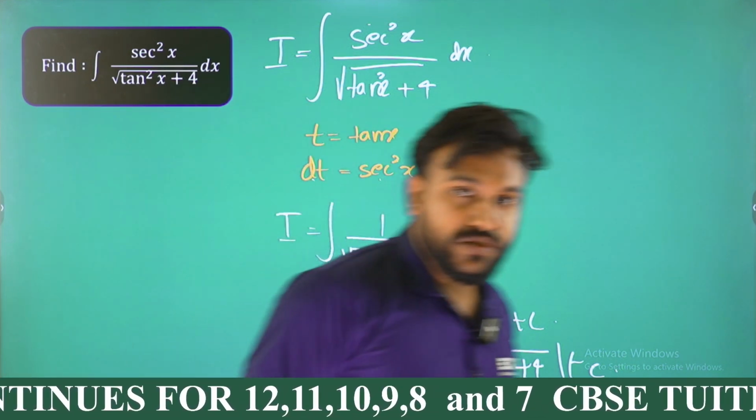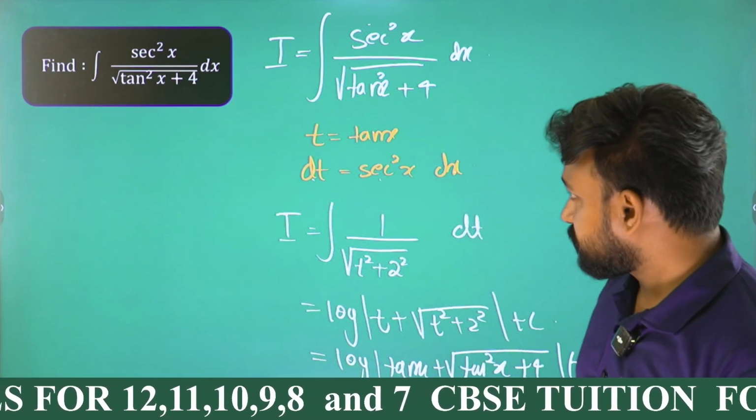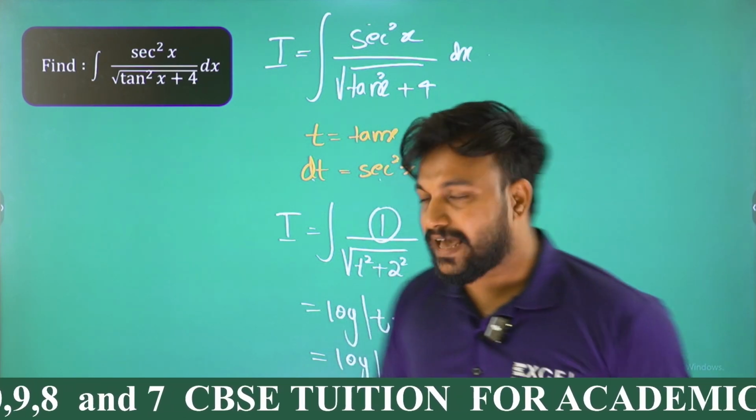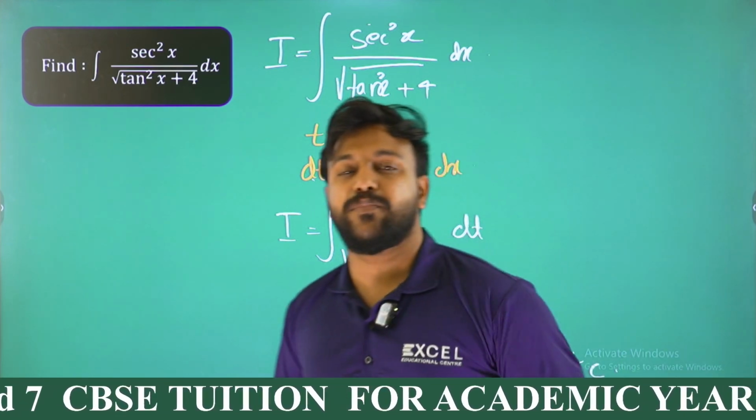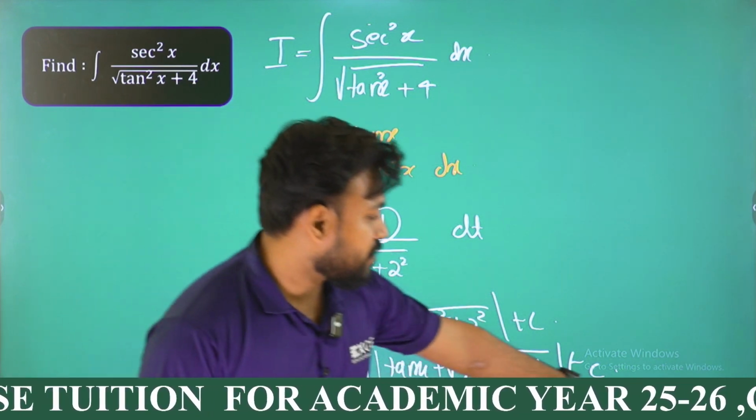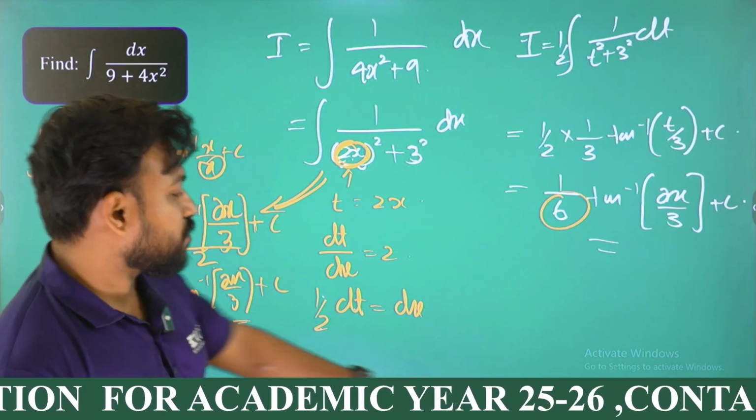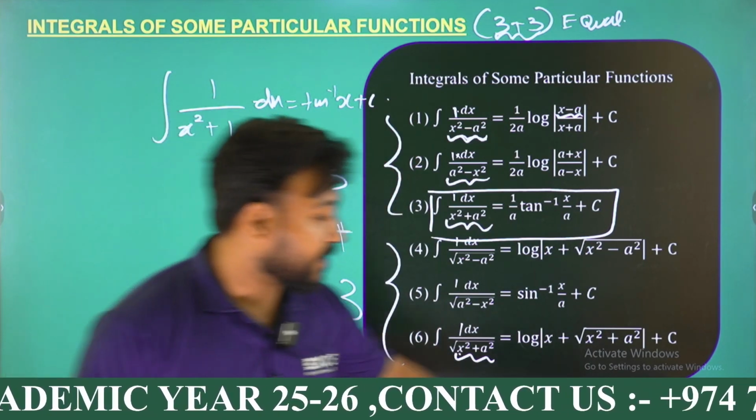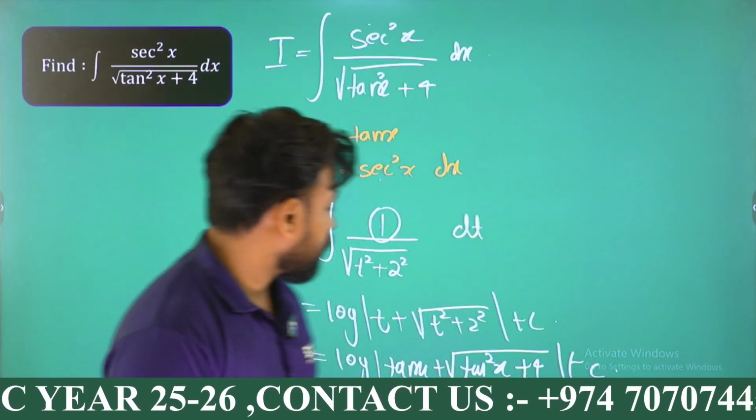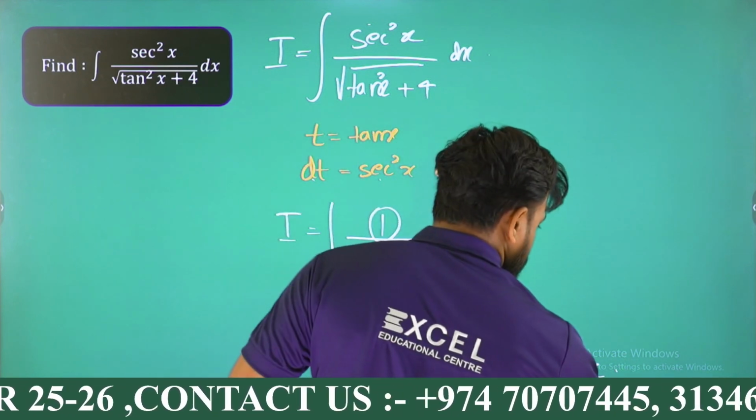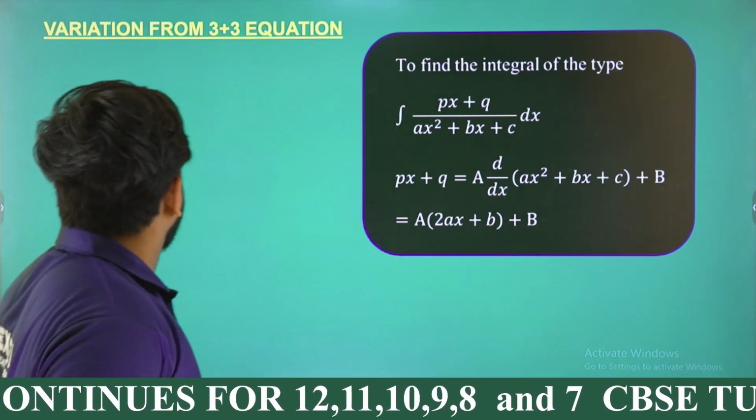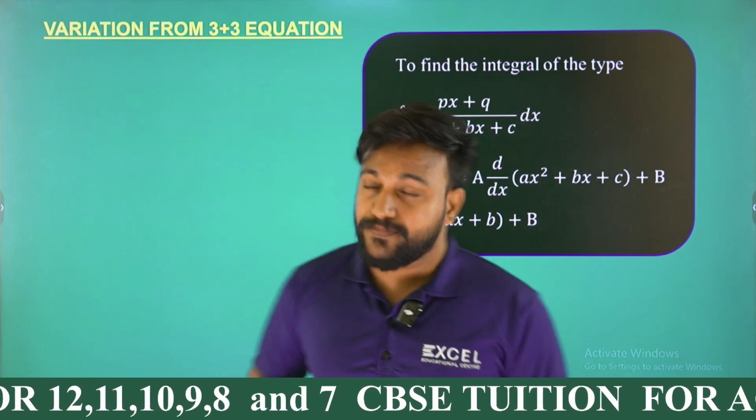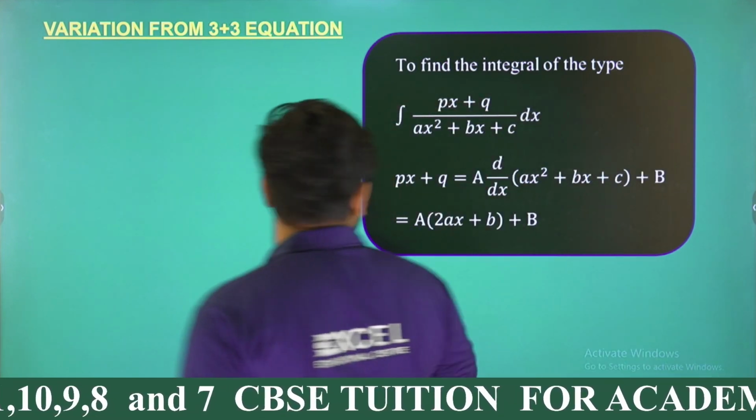This is how we approach the 3 plus 3 format. So what is the condition? The numerator will be 1, and the denominator is a second degree polynomial with or without root. So you can use any of these 3 set questions in there. Okay, now we can go for the next type of question. The next part is a variation from the 3 plus 3 equation. I think you know what the 3 plus 3 equation is right now, and here you can see what the variation is.